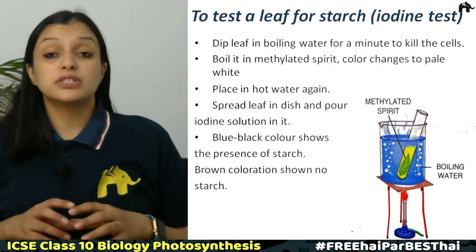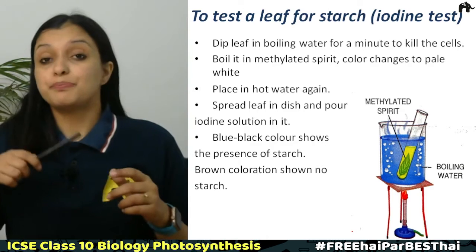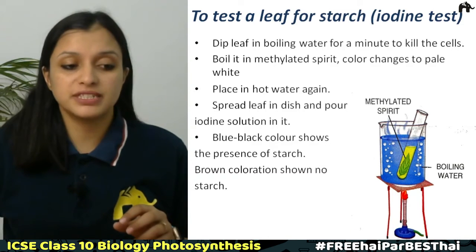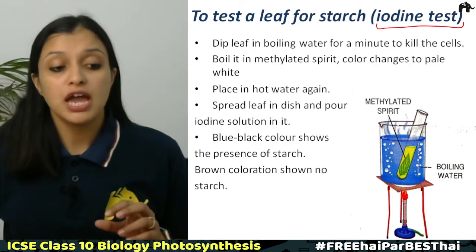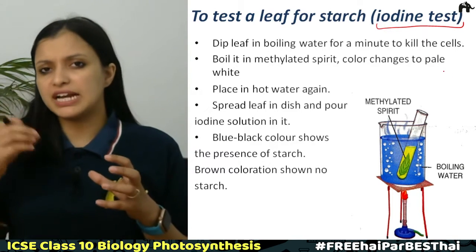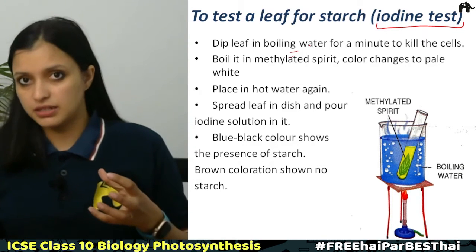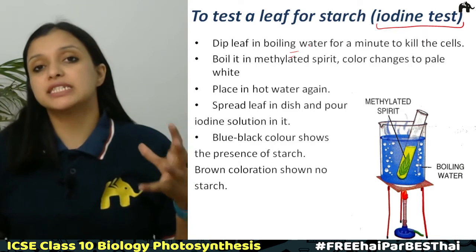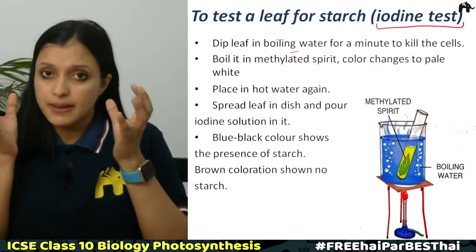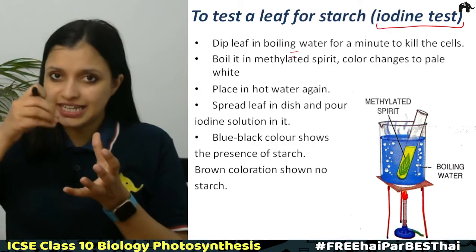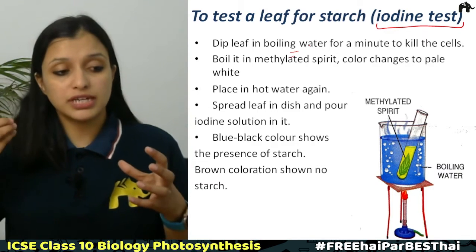Let us now discuss how we test the presence of starch in a leaf. To test the presence of starch in a leaf, we perform the iodine test. We take a leaf and dip it for a minute in boiling water. After that we remove the leaf, put it in methylated spirit, or you can say alcohol, and put this beaker containing alcohol and the leaf in a water bath, and now allow that water to boil. Keep it for some time.